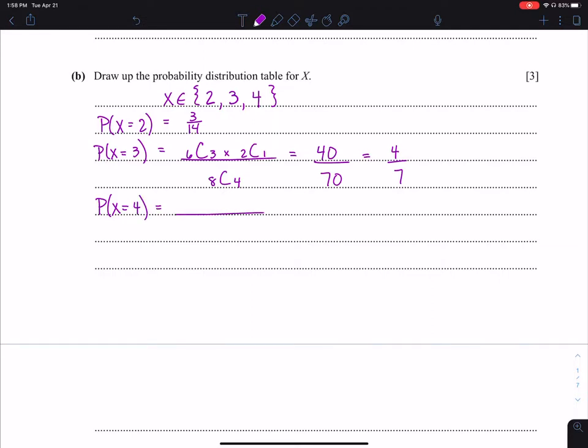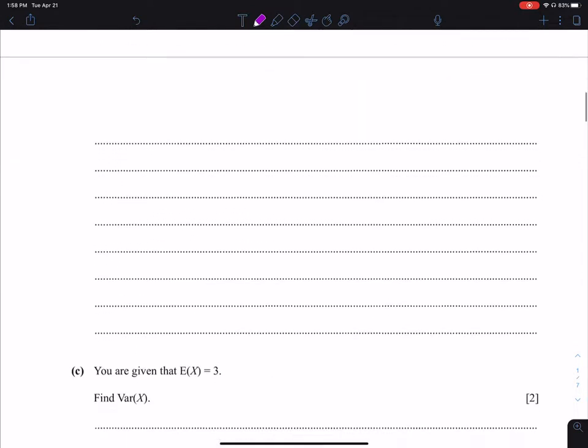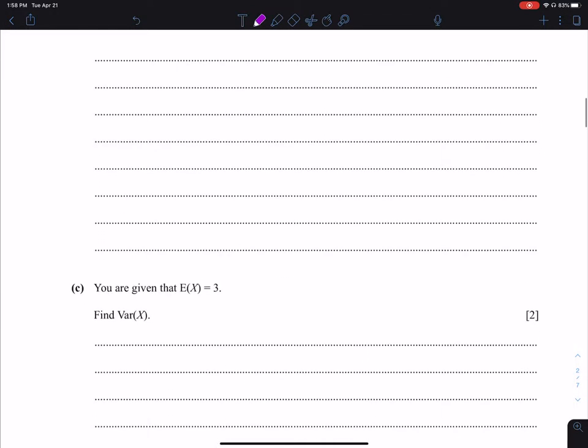And this is going to have a denominator, the same thing, 8 choose 4. And our numerator, this time we want to select 4 of those paperbacks, which means we want to select none of the hardbacks. So this numerator comes out to be 15, and the denominator is 70 once again. And that, as we know, simplifies to be 13/14. So now you have all of the probabilities to plug into your distribution table.